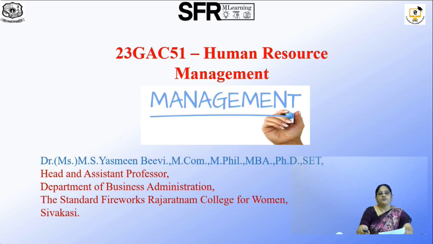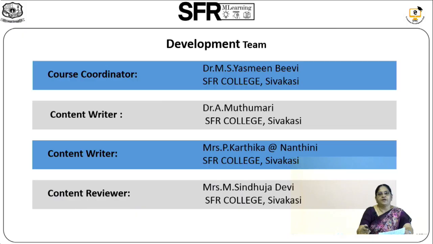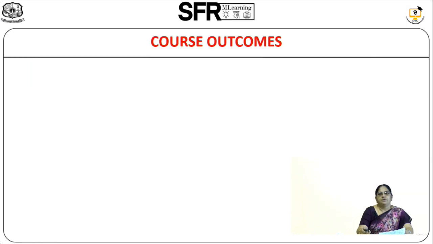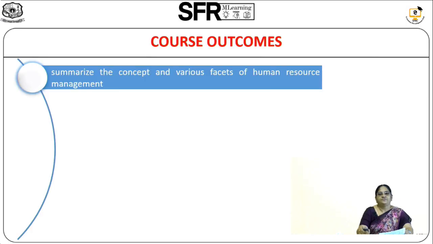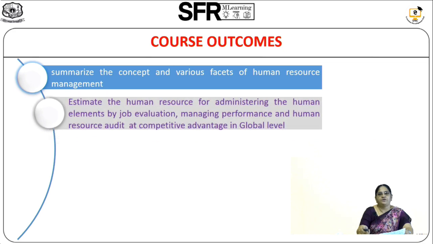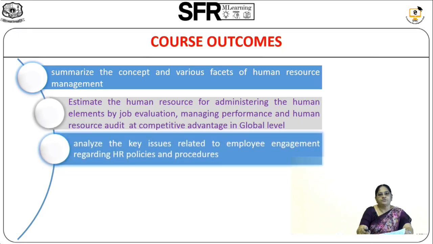Today we are going to discuss human resource management course outcomes. Summarize the concept and various facets of human resource management. Second, estimate the human resource for administrating the human elements by job evaluation, managing performance and human resource audit at competitive advantage in global level.